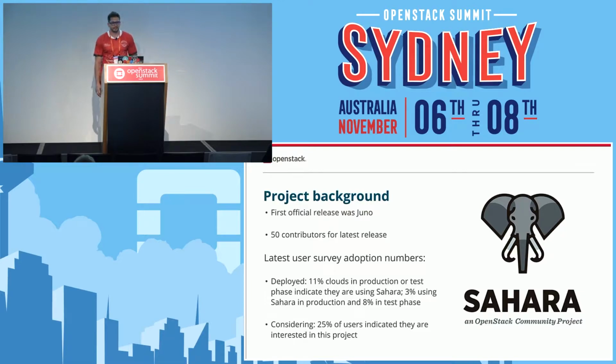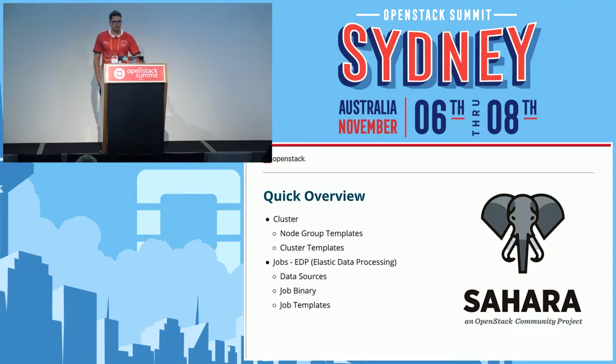On the last user survey, we saw that 11% of clouds in production or test phase indicate they're using Sahara, and 3% are using it in production, or 8% in test phase. And considering that 25% of users indicated they are interested in the Sahara project, we're seeing this growth of interest every time, because we're making the product a little better, and I'm going to tell why just further ahead. Quick overview of Sahara.